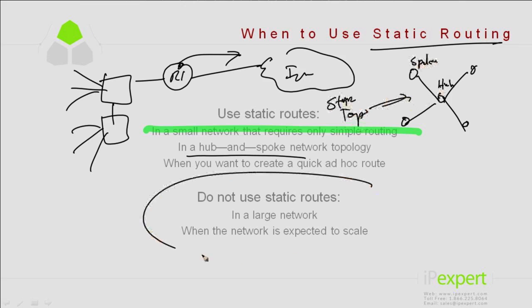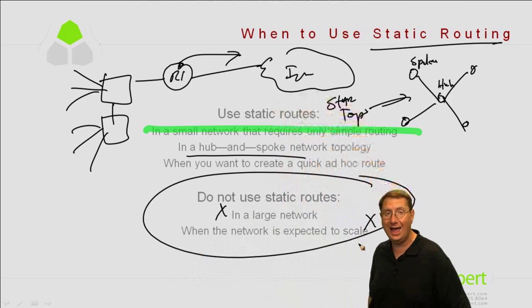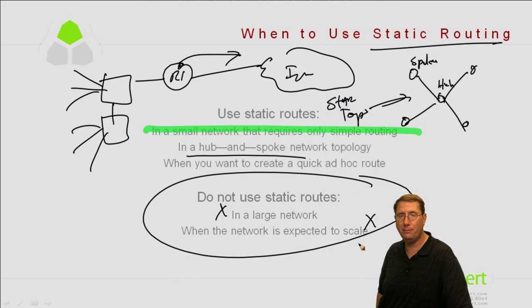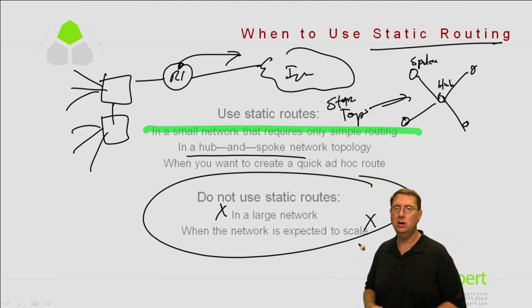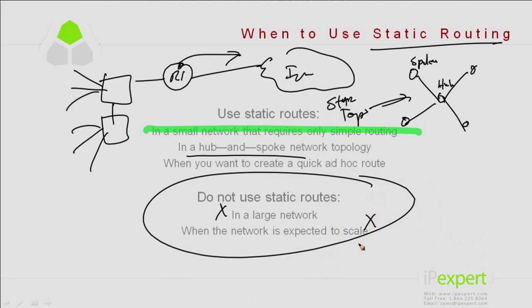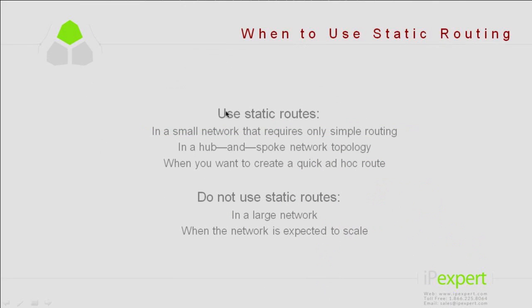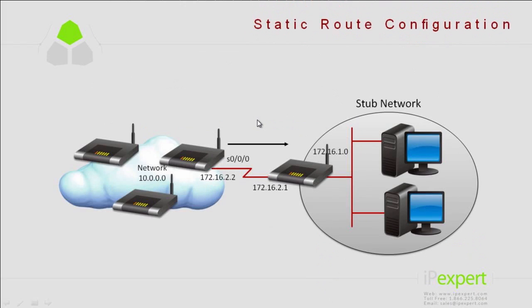Now, when do we not use static routes? We never want to use a static route in a large network, and we never want to use a static route when the network is expected to scale. So in other words, when we want to add density, we want to increase network population, where we want to grow and expand and manipulate our infrastructure, static routes are not the way to go. In fact, it's not just counterintuitive, it's foolish to try to go that route.